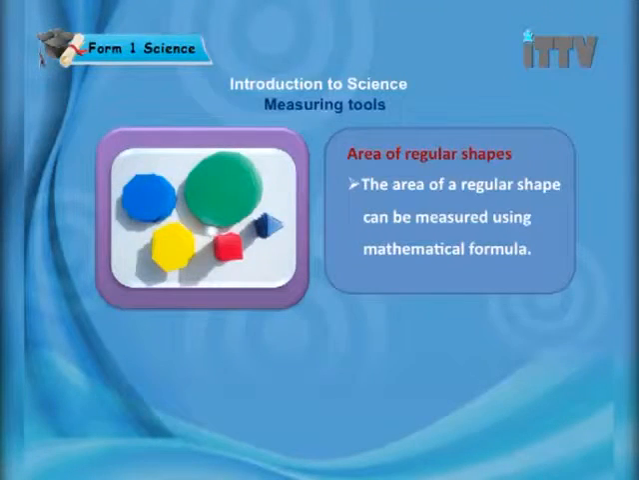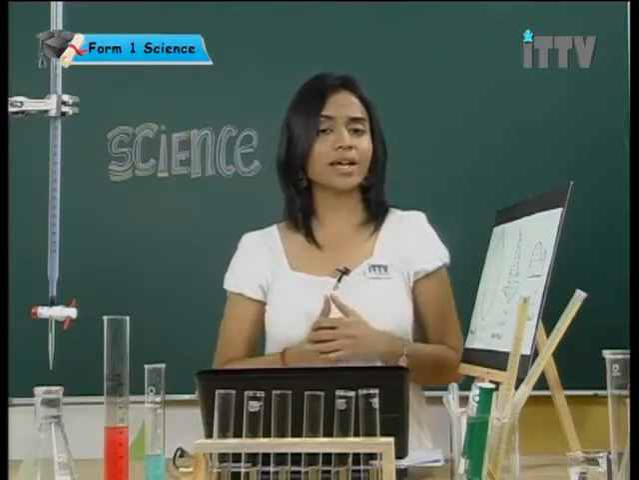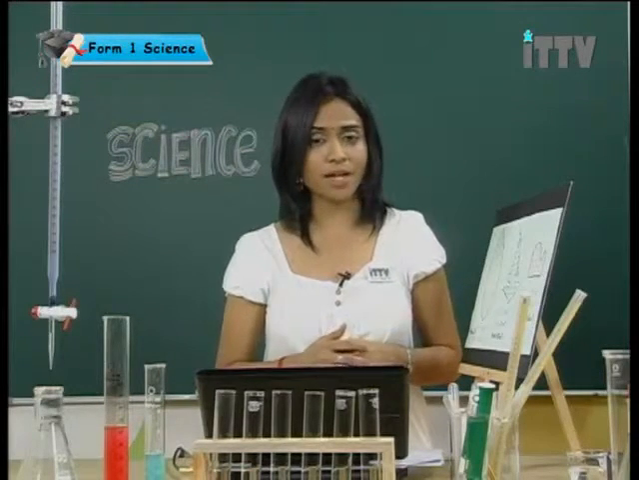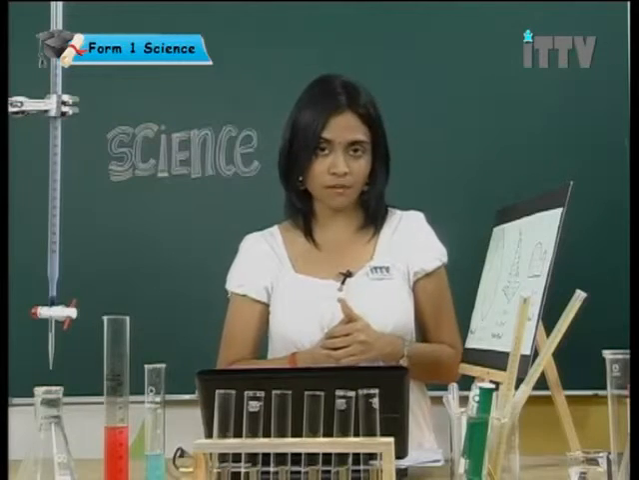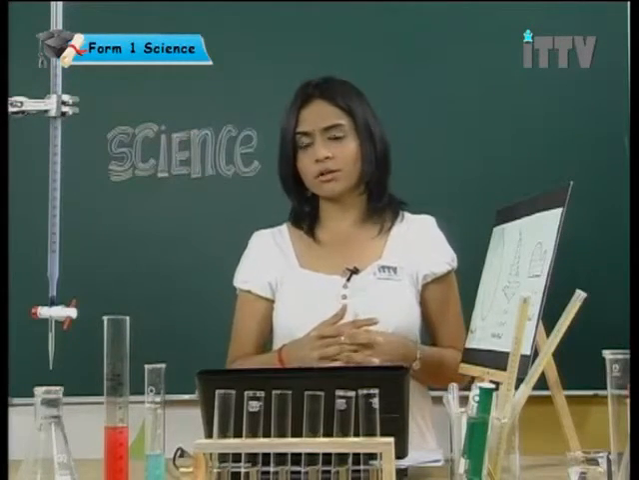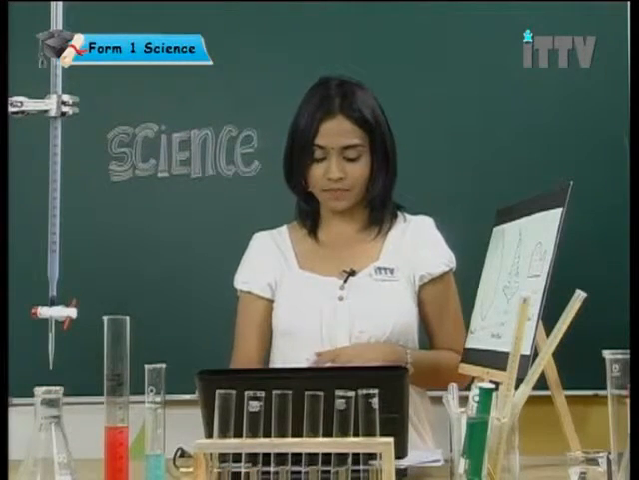Area of regular shape. The area of a regular shape can be measured by using a mathematical formula. So here we would actually learn how to measure regular shapes and irregular shapes. Firstly, we start off with regular shapes. Now, what kind of regular shapes do you actually know? As you can see in the graphic, there are a few different types of regular shape. We can also measure a cuboid and cube, which are regular shapes, using a mathematical formula. Let's have a look at the formula.